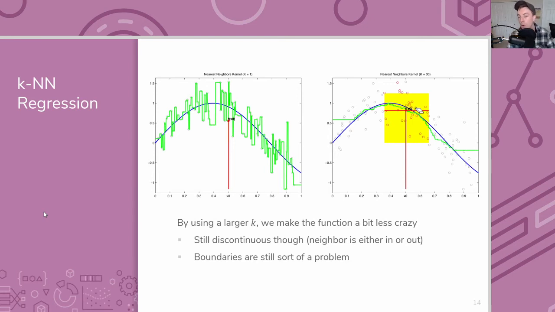And an even worse problem is that the boundaries, the things at the edges, look kind of wrong, right? These points here all get the same label because the 30 nearest neighbors are all the same. And it's not really able to learn the true function that generated this data down there, because we don't have data showing a further downward trend on the left.